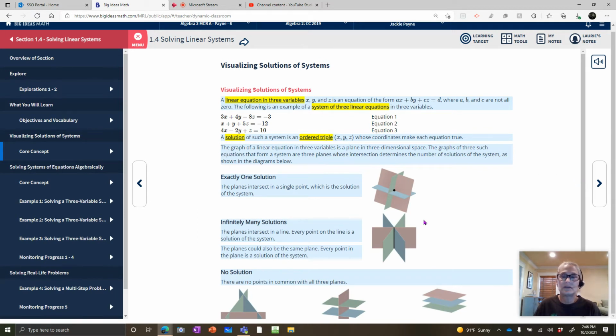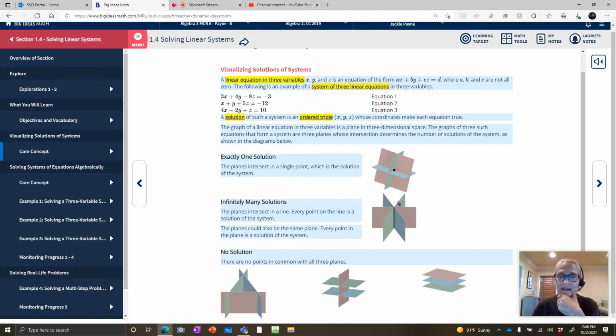If you look at what these look like, if you have 3 different planes, where each plane is represented by an equation with 3 variables, then you'll have exactly one solution if they look like this, if they intersect in exactly that way. Now, if they intersect in this way, they will intersect all 3 planes together in a line. So that's basically infinitely many solutions.